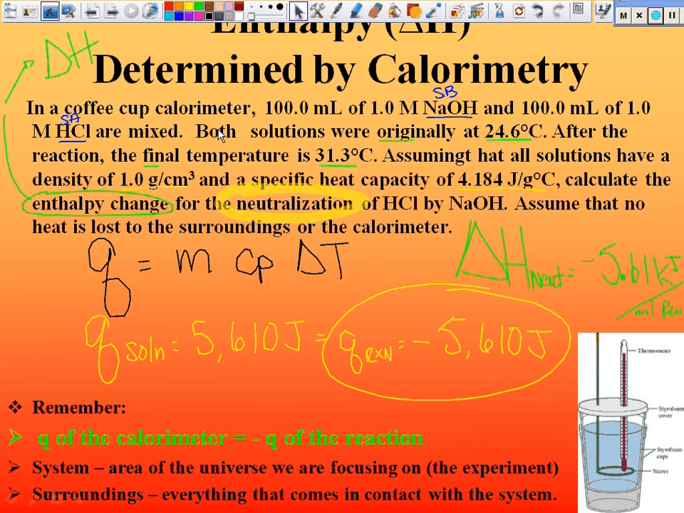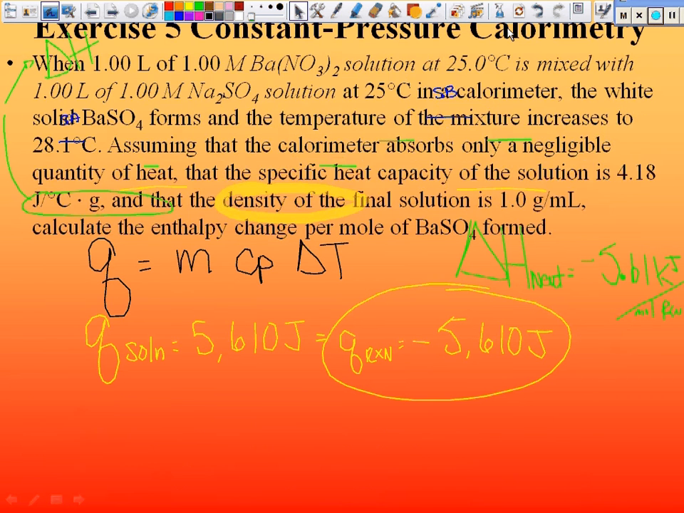Negative 5.61 kilojoules per mole of reaction. Oh, neutralization, my bad. No. Alright, so see if you can do this one. See if you can figure this one all out on your own.